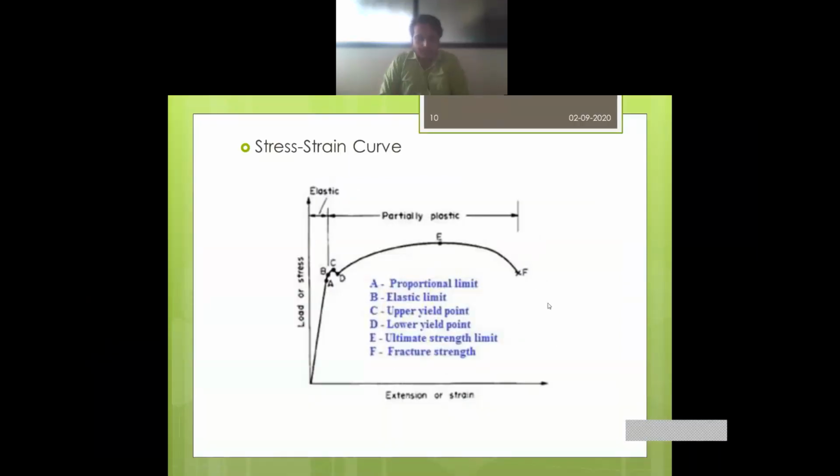Yesterday we were discussing stress, strain, modulus of elasticity, and also elastic limit. We have also learnt about Hooke's law, which states that stress is directly proportional to strain. And we have started this tension test curve. I will just brief this stress strain curve. Yesterday also we discussed it, but we shall start from here today.